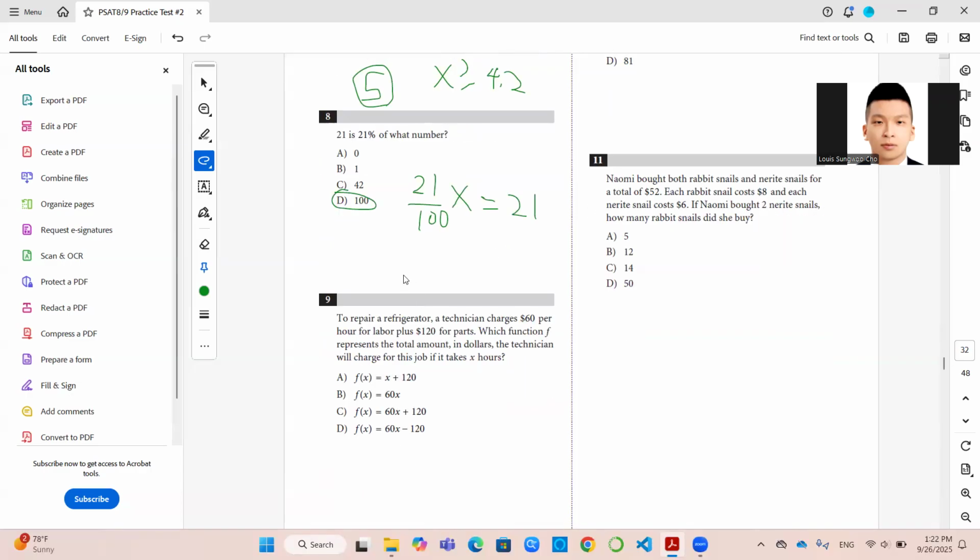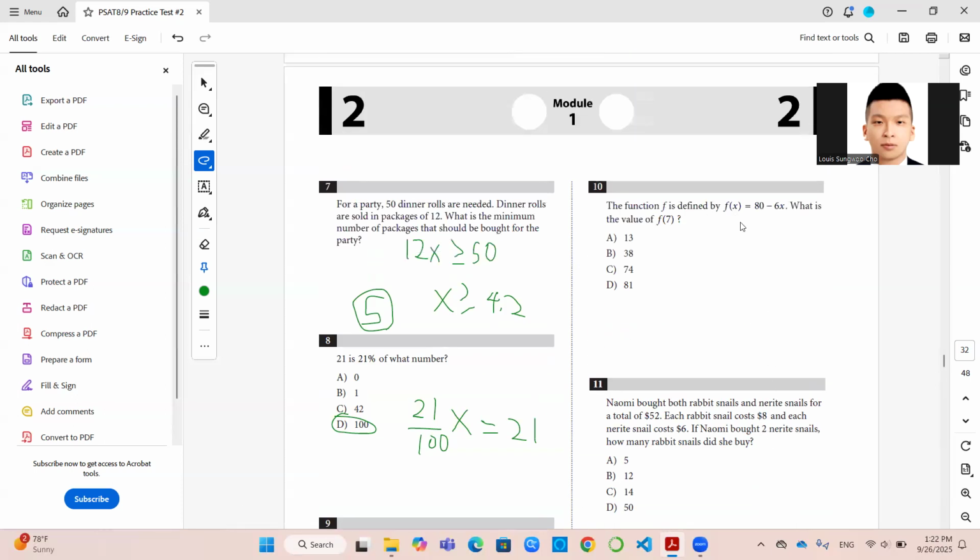To repair our refrigerator, a technician charges $60 per hour for labor plus $120 for parts. Which function f represents the total amount in dollars the technician will charge for this job if it takes x hours? So 60x plus 120. So C is the correct answer.